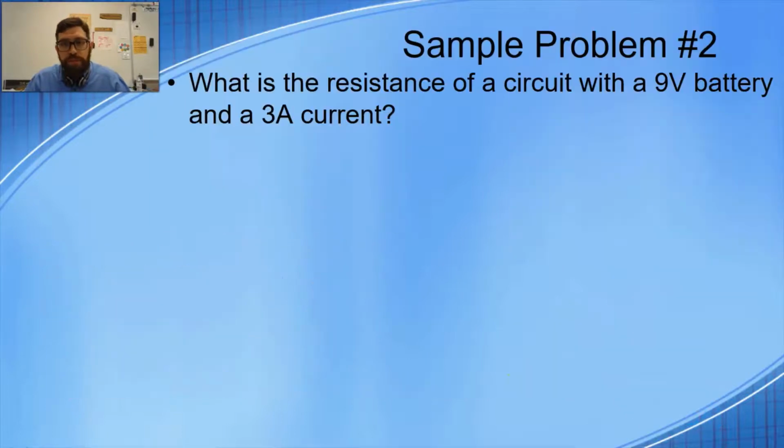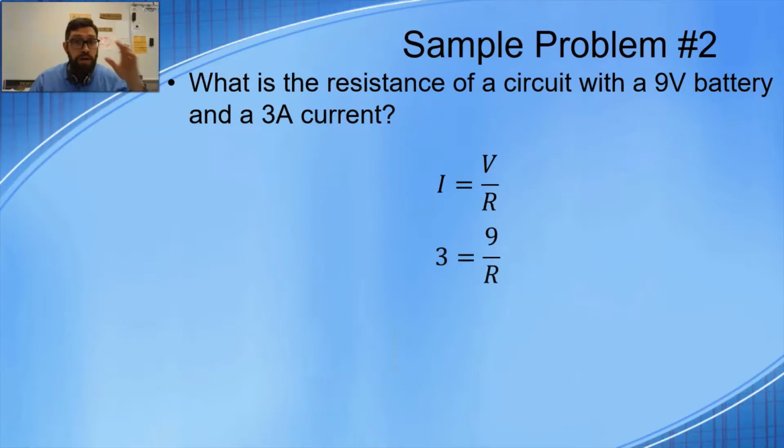A few simple problems, simple equations. What's the resistance of a circuit with a 9-volt battery and a 3 amp current, where this is our voltage, this is our current. Remember, current is I equals V over R. So for I, we're going to substitute 3. For V, we're going to substitute 9.